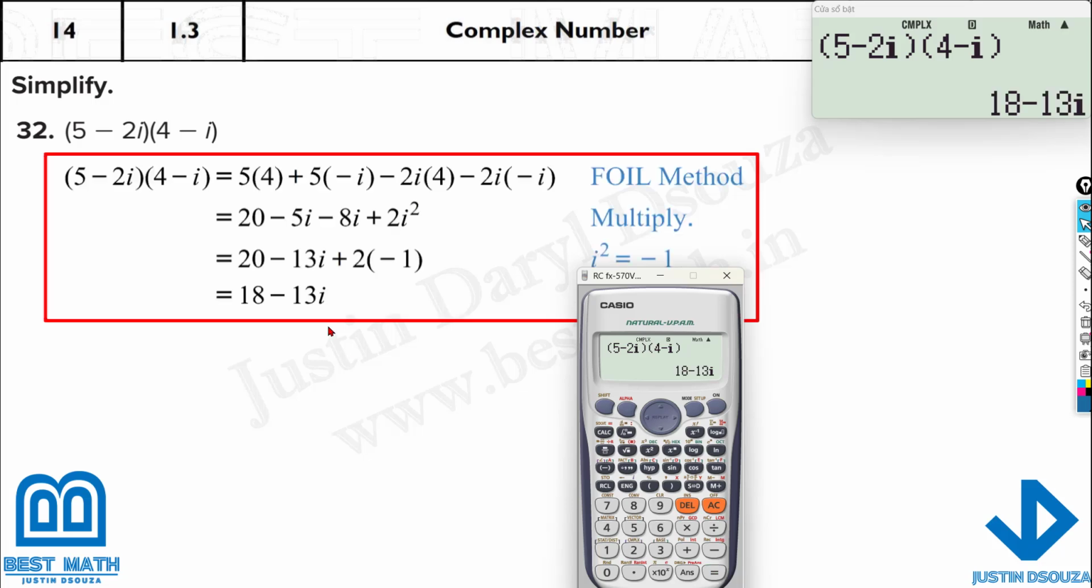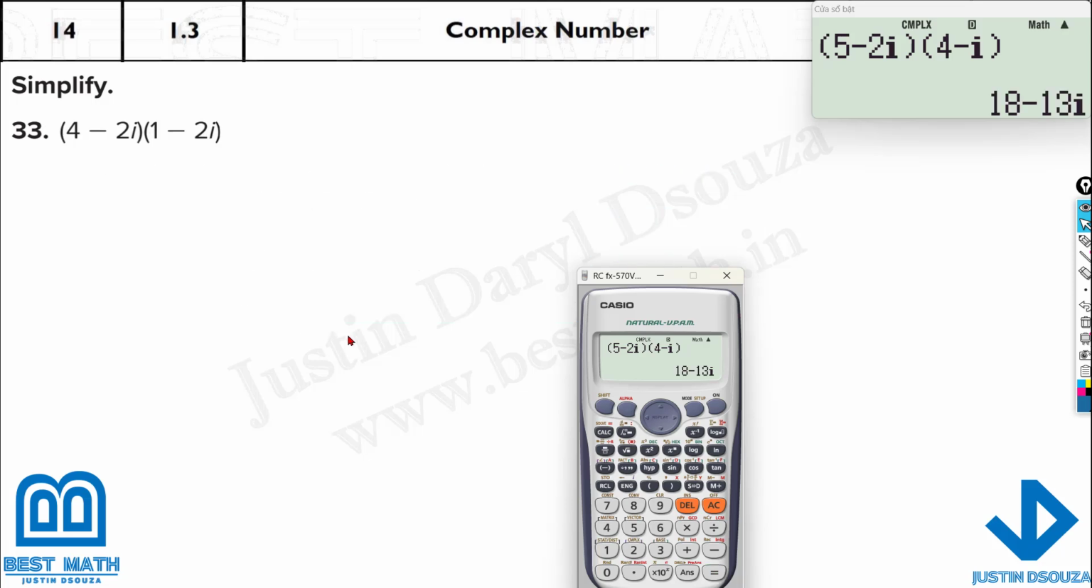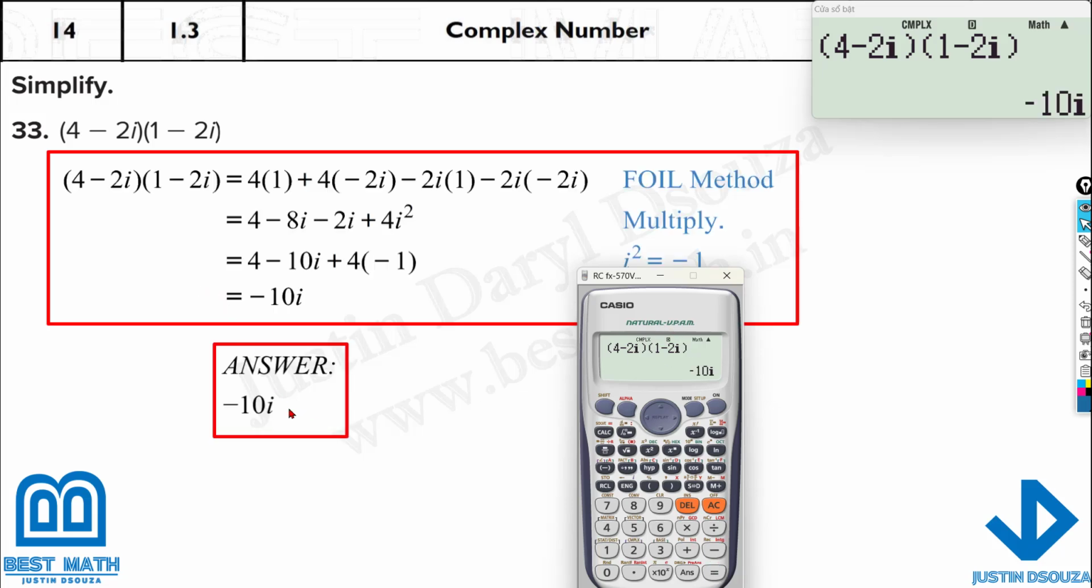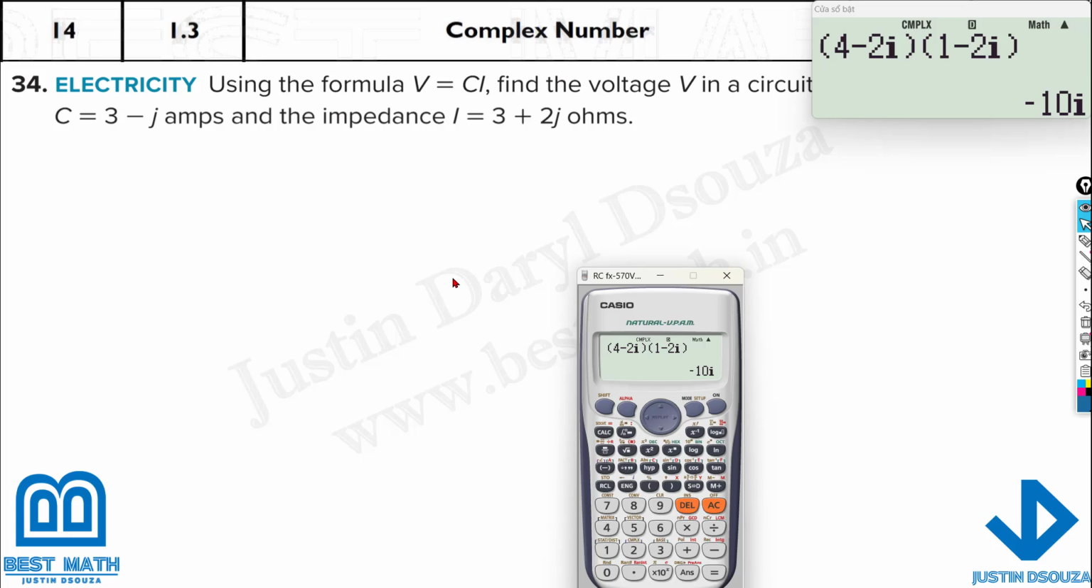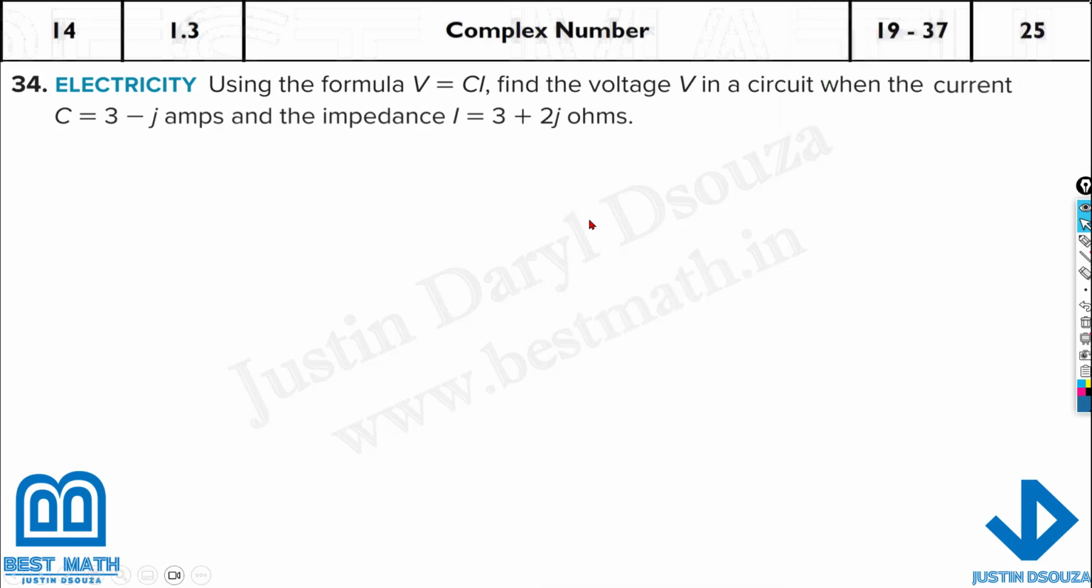The answer must be 18 minus 13i. So all these problems are so easily solved in this method. 4 minus 2i by 1 minus 2i: open the bracket, 1 minus 2i, close the bracket. Just make sure you're properly closing and opening the brackets. It'll be all right.